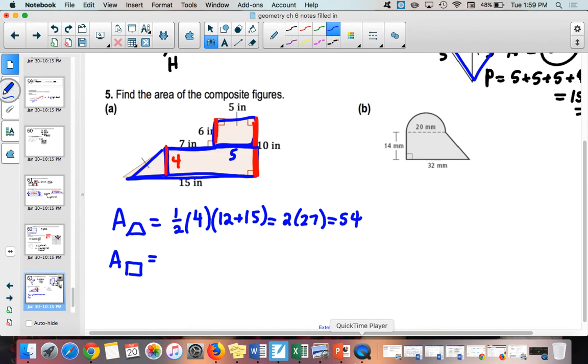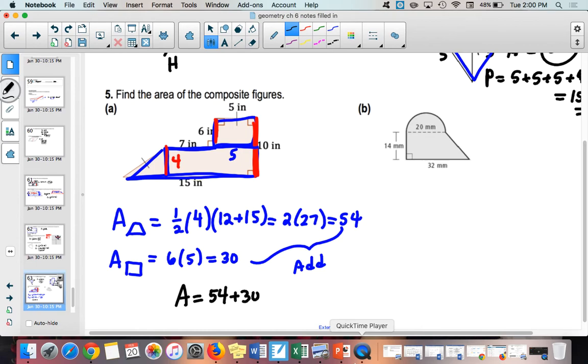All right, and then the area of the rectangle is 6 times 5, which is 30. Is that what you were saying was 30? I was like, where are you getting 30, Cassie? I was really confused. All right, so then we add these together. So our total area is 54 plus 30, which should be 84. What are my units? Inches squared. Inches squared, perfect.